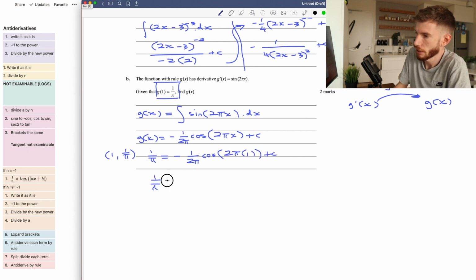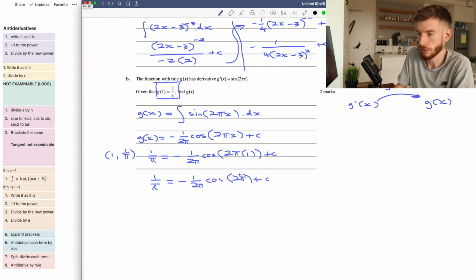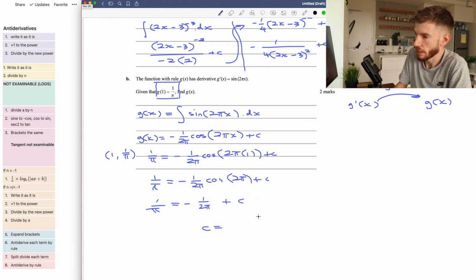So 1 on pi is equal to negative 1 on 2 pi cosine 2 pi, plus c. Here we use our exact value, so cosine of 2 pi is 1, so we get 1 on pi is equal to negative 1 on 2 pi times 1, plus c. So c is equal to 1 on pi plus 1 on 2 pi, which then we have to make the denominators the same. So this here would be 2 on 2 pi plus 1 on 2 pi, which is equal to 3 on 2 pi. And there we go.